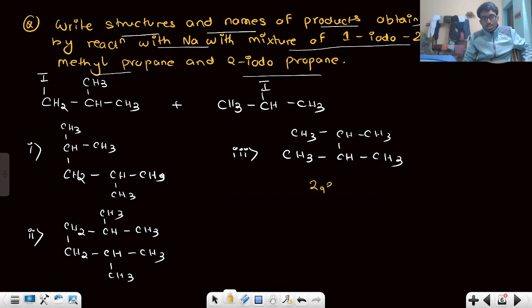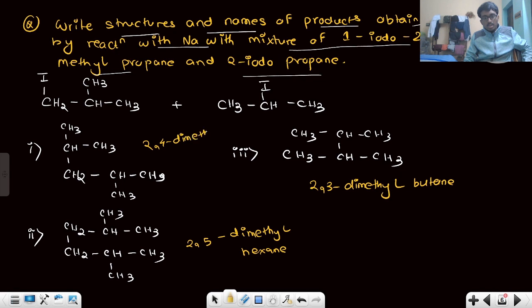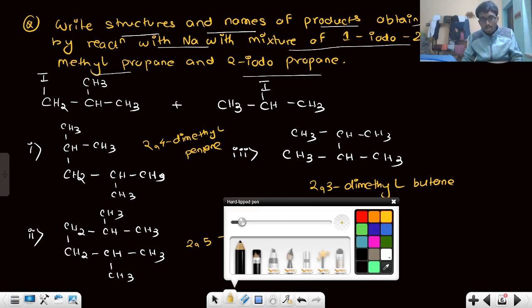This is going to be 2, comma 3 dimethyl butane. Check it out. Okay. 1, 2, 3, 4. 2, comma 3. Done. This one is going to be 2, comma 5 dimethyl hexane. Longest chain 1, 2, 3, 4, 5, 6. 5 and 2. And this one is going to be 2, comma 4 dimethyl pentane. Right? In this structure hydrogen should be shown, because without hydrogen you will not get marks.